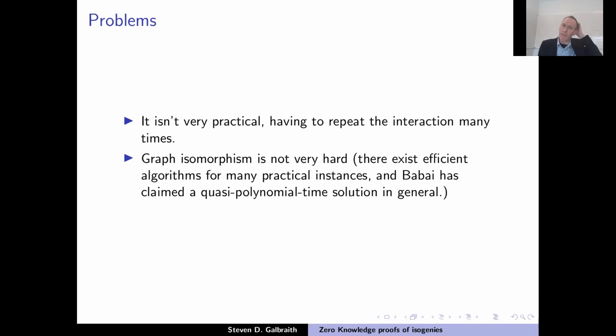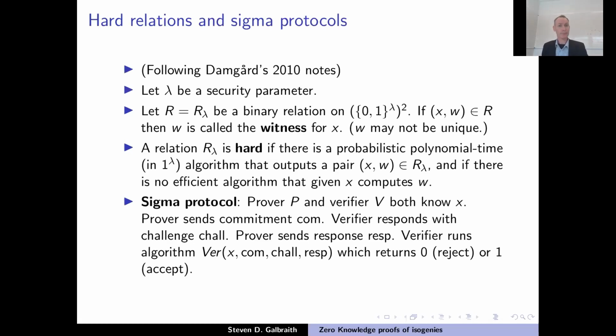So let me go through a bit of formalism. This is not a very good example in practice because it's very annoying having to repeat this protocol many times. And also graph isomorphism is not actually a very hard problem. But let's not worry about that. Okay, so now I'm going to give some more theoretical computer science formalism.